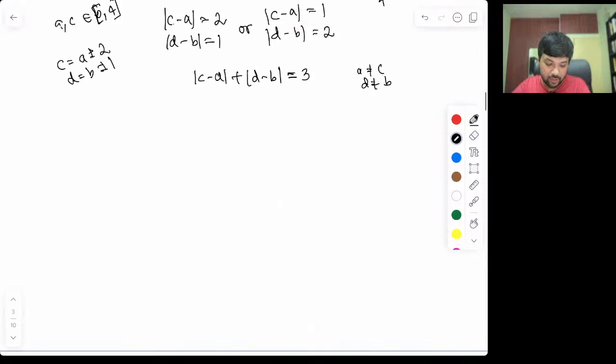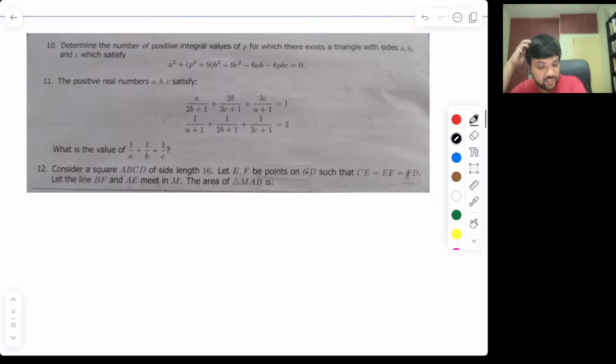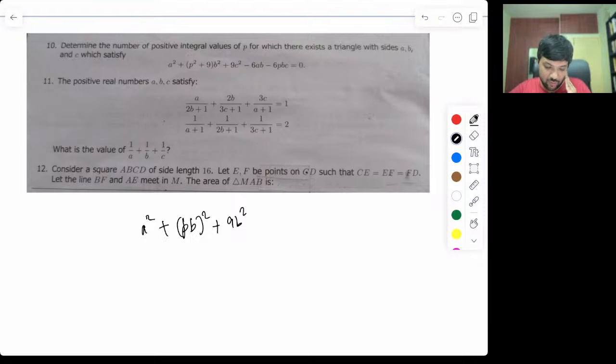Okay, problem number 10. Determine the number of positive integral values of p for which there exists a triangle with sides a, b, c which satisfy some squares condition. There is some completing the square, I think, and the triangle inequality. Completing the square, such standard tricks, no? We have done this so many times. So I'm guessing the first thing all of you would have tried, because it's a standard trick.